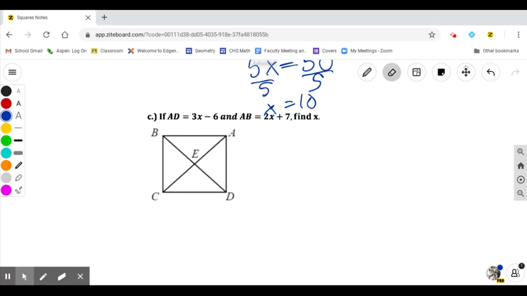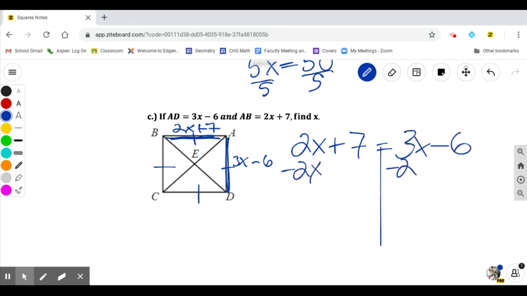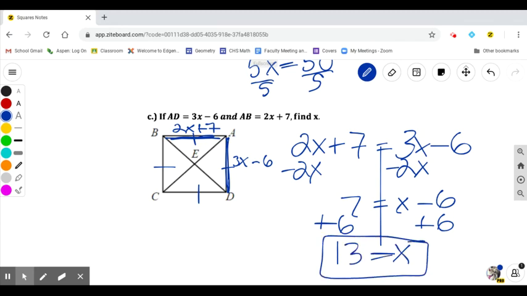Okay, the last example that we're going to do here, letter C, it's using the sides. So we're given that AD is 3x minus 6 and AB is 2x plus 7. Now all sides of a square are equal, so we would just set these equal to each other. 2x plus 7 equals 3x minus 6, and then solve. So I'm going to bring the x's on the same side. And now bring this negative 6 over to the left. So we have x equals 13.